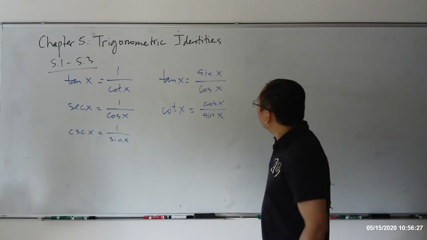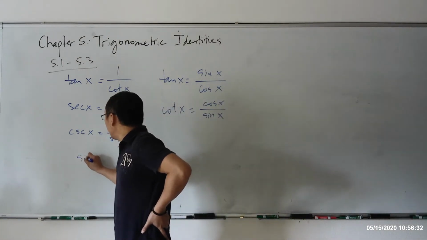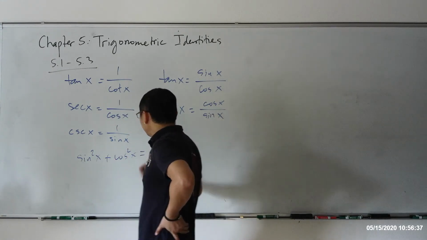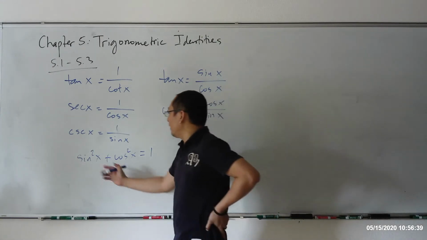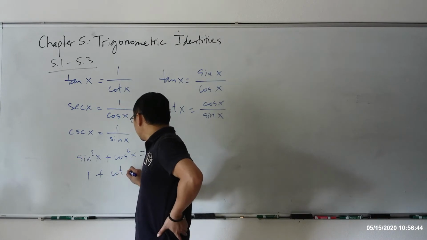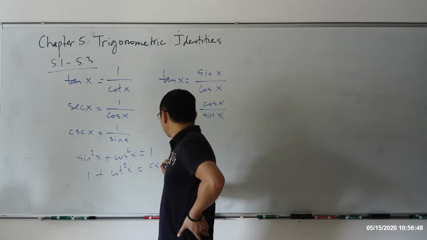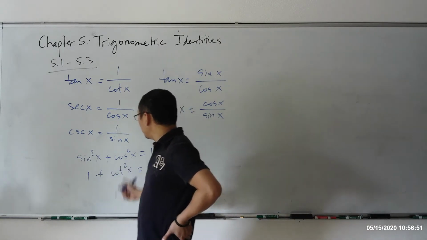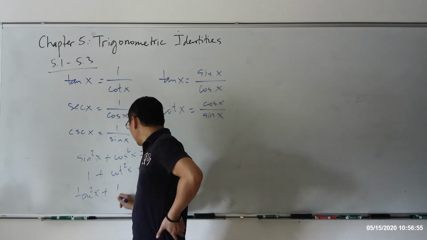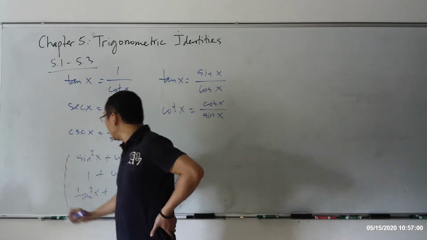What else? Pythagorean. Sine squared of x plus cosine squared of x is equal to 1. This is the basic one. Now if you divide both sides by sine squared, you get 1 plus cotangent squared of x equal to 1 over sine squared, which is cosecant squared of x. Divide both sides by cosine squared, and you get tangent squared of x plus 1 equal to secant squared of x. Those three are equivalent.